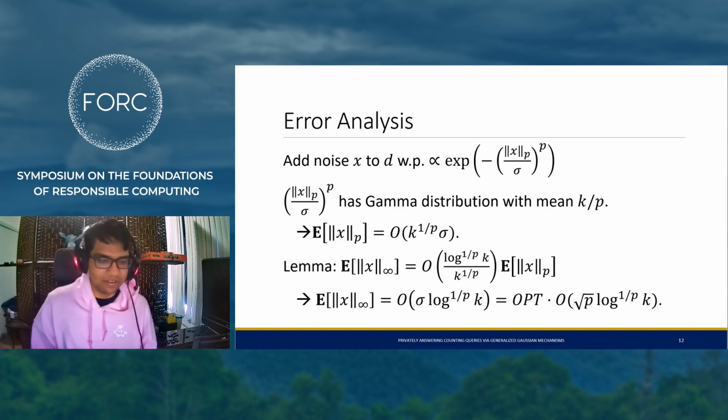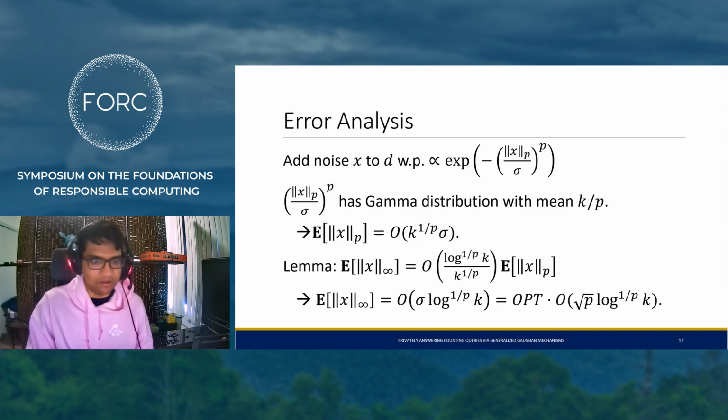Okay, so then we just show a short lemma, which says that the expectation of the L infinity norm is this ratio times the expectation of the LP norm. And then this combined with the expectation of the LP norm basically just gives us the final error bound we want. So how do we prove this lemma?